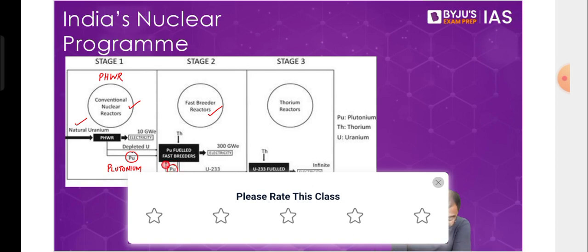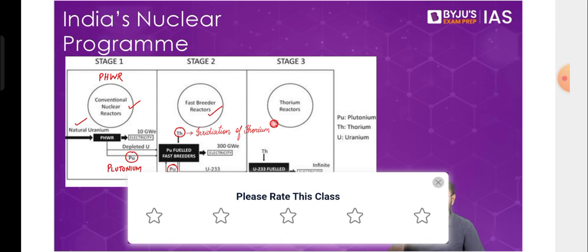Now what we see is that here for the first time we also use thorium. That is, thorium now for the first time is used in the second stage. Now remember that here thorium is not being used as a fuel. All right, thorium is not being used as a fuel. What we do here is called irradiation of thorium. Alright, it is called irradiation of thorium.